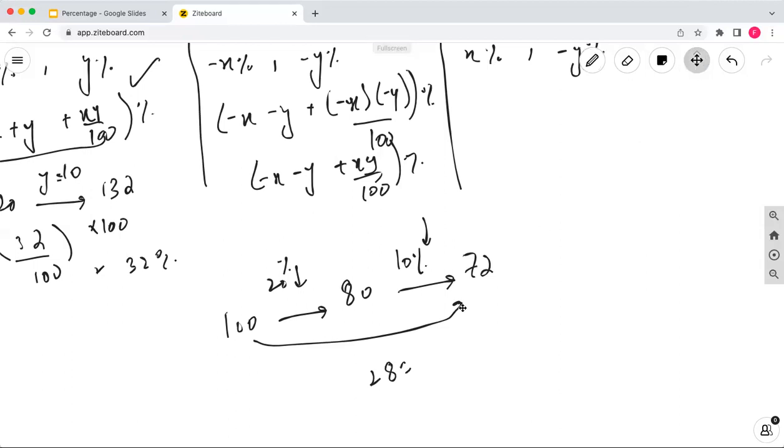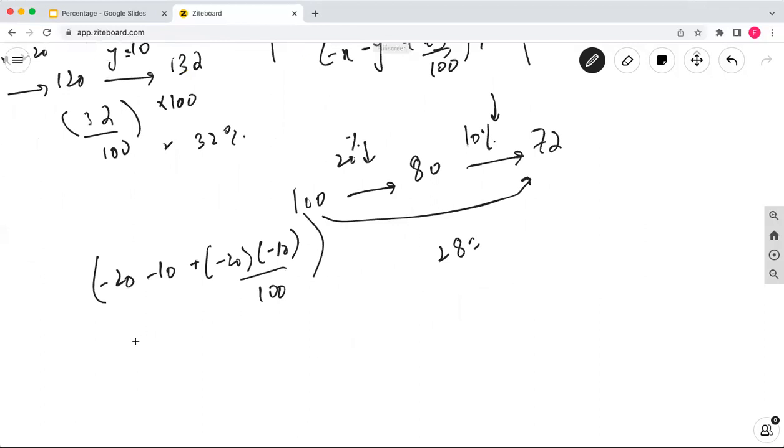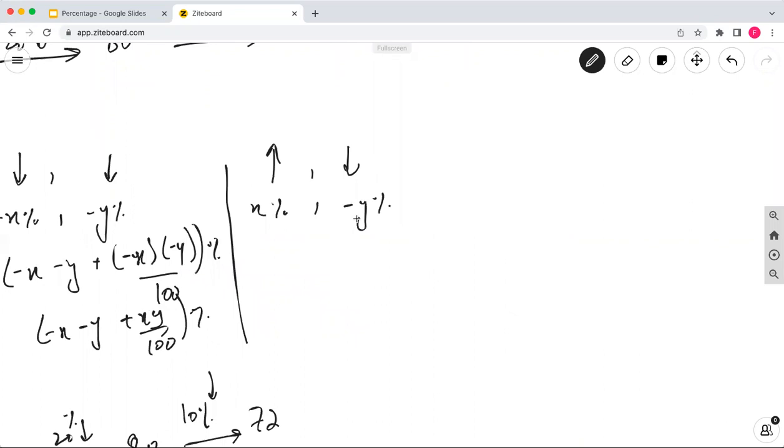Now let's see the formula. We have minus 20 minus 10 plus minus 20 into minus 10 divided by 100. Right, so this will be minus 30 plus 200 over 100, which is minus 28. So we are having a percentage decrease of 28%. That was the second scenario. And the last scenario is when we are having one increase and one decrease, right? That will be very simple: X minus Y minus XY over 100%.